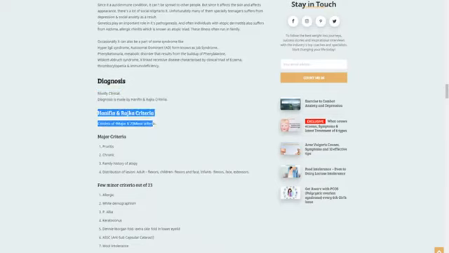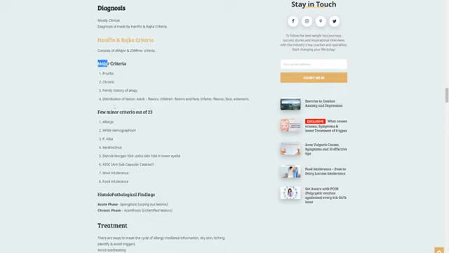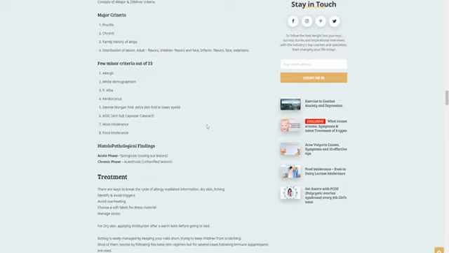A few of the minor criteria out of 23: 1. Allergic conjunctivitis. 2. White dermographism. 3. Pityriasis alba. 4. Keratoconus. 5. Dennie-Morgan fold, an extra skin fold in the lower eyelid. 6. Anterior subcapsular cataract. 7. Wool intolerance. Histopathological findings: in the acute phase, spongiosis, with oozing lesions; in the chronic phase, acanthosis, with lichenified lesions.